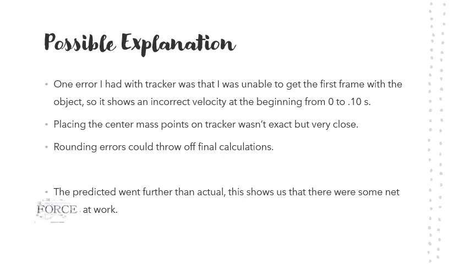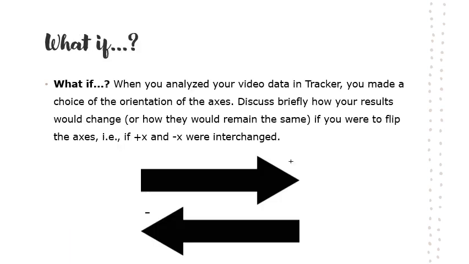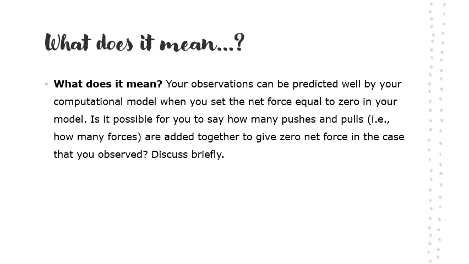So the lab still works. And for the what-if section, if we were to flip the axis, all that would mean is that I would have a negative slope and the direction will be changed, meaning it'll go to the left rather than right. So for the what-does-it-mean section, to answer this very briefly: no, it is not possible to figure out how many pushes and pulls are affecting this marker at this given time. There's just too many things in the universe to account for, and they all have some effect on the marker.